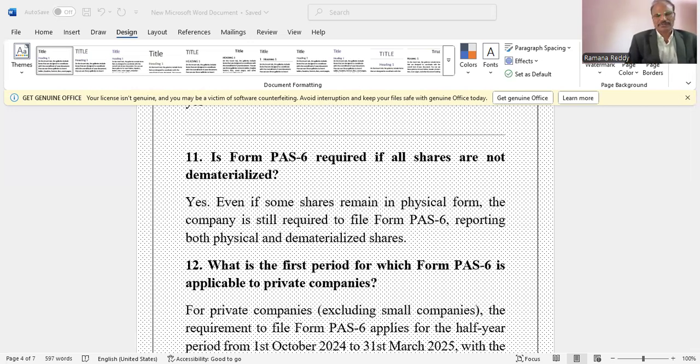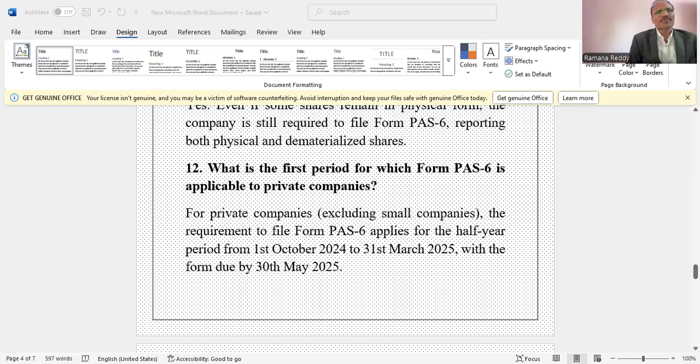What is the first period for which Form PAS6 is applicable to private companies? For private companies, excluding small companies, the requirement to file Form PAS6 applies for the half-year period from 1st October 2024 to 31st March 2025, with the form due by 30th May 2025.